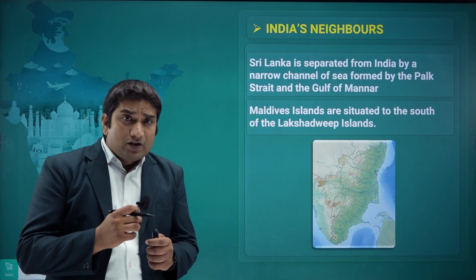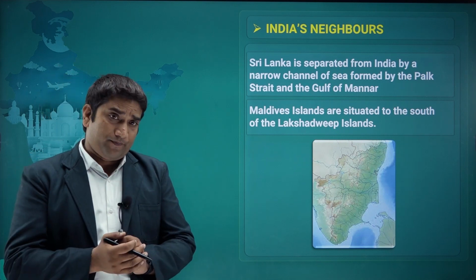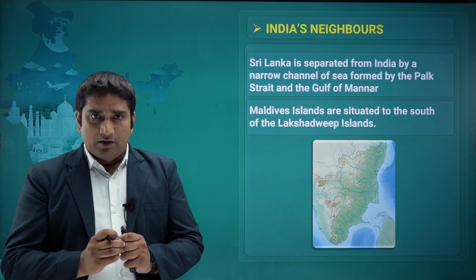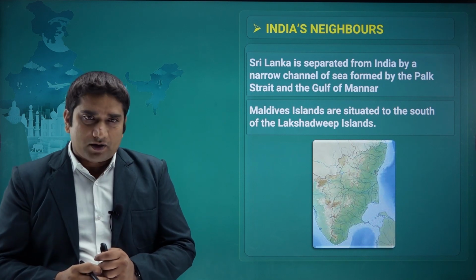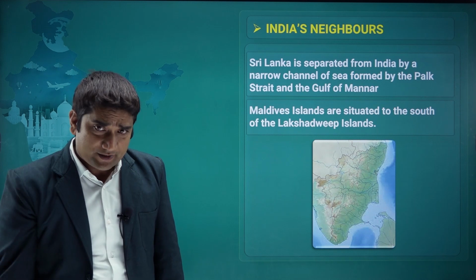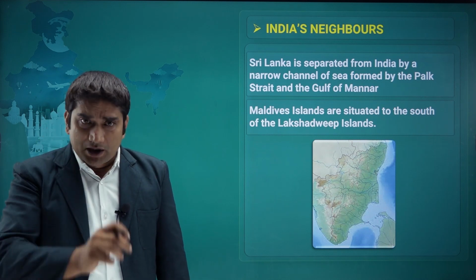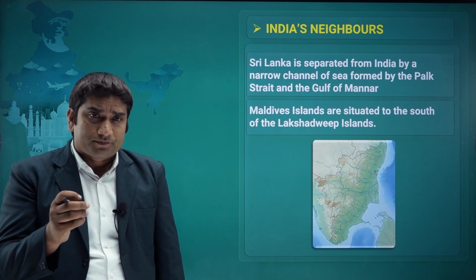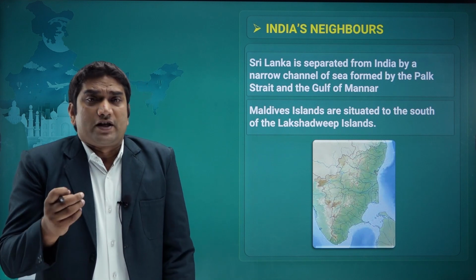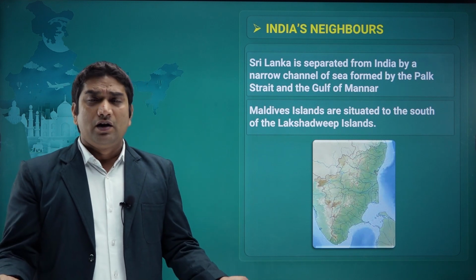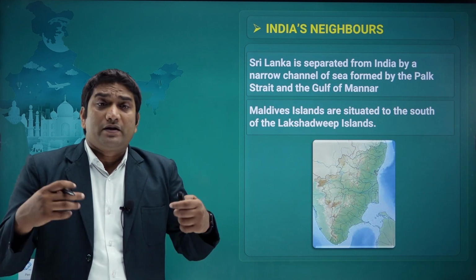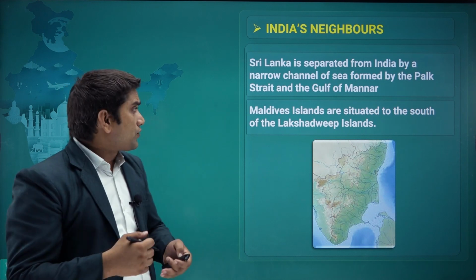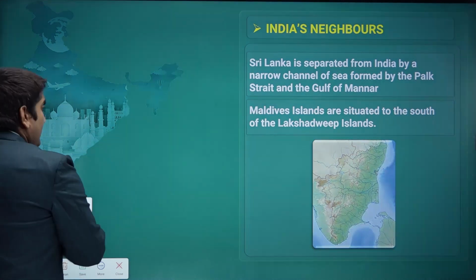So now see, Sri Lanka is separated from India by a narrow channel of sea, or a narrow channel of water, which we call Palk Strait, and Gulf of Mannar, right? And see, what is the difference between Gulf, bay, strait, island, peninsula, right? What is isthmus? So to understand these terms is very important, and we can easily understand these terms.